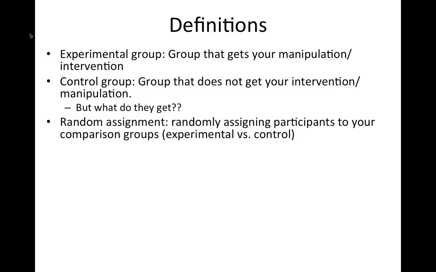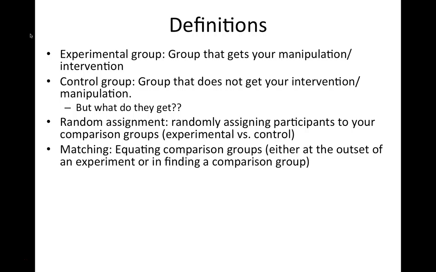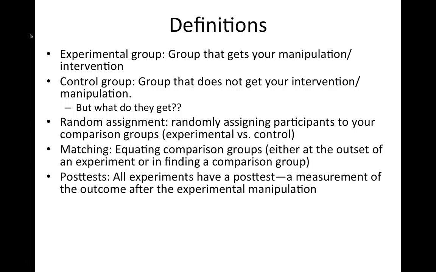Random assignment is randomly assigning participants to our comparison groups. So experimental group versus control group, different experimental groups or control groups. Another way of going about this is matching. And so we can try and equate our comparison groups either at the outset of an experiment or in finding some sort of a comparison group. And we would use matching in a situation where maybe we can't randomly assign people to groups. And we'll talk more about that in quasi-experimental design.